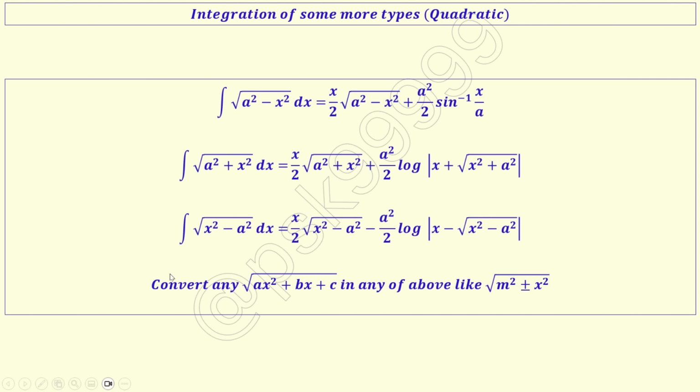Okay, so any such problem comes basically in the form of either square root of a square minus x square, a square plus x square, or x square minus a square. Or if it is in the form of square root of ax square plus bx plus c, I basically convert it into one of these forms, square root of m square plus or minus x square. I'll convert it and then see how I can solve this problem.